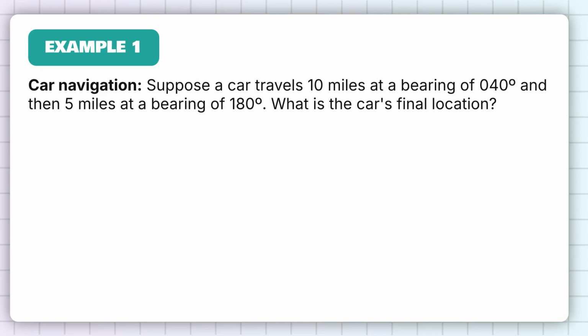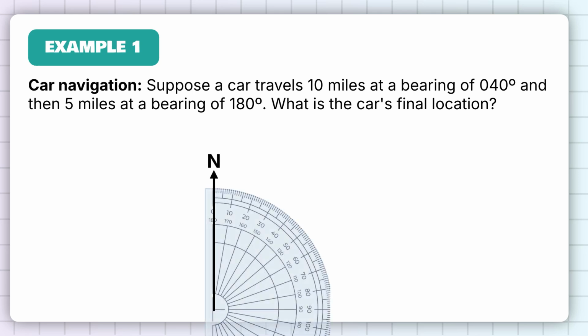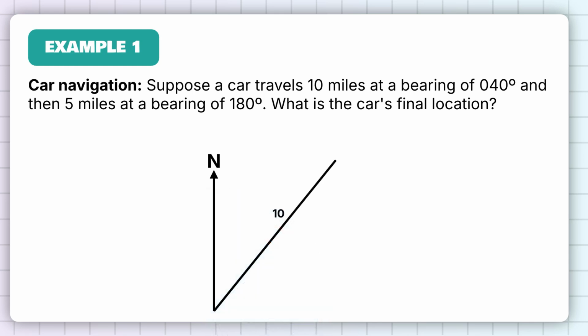Let's now consider some examples to develop our understanding of this new technique. Suppose a car travels 10 miles at a bearing of 40 degrees and then 5 miles at a bearing of 180 degrees. We need to determine the car's final location. First, draw the initial direction of north. Place your protractor's midpoint at the starting point on your paper. Measure 40 degrees from due north and draw a line to represent 10 miles. This might be 10 centimeters if you use a 1-to-1 scale. Mark the end point of this line. This is your new starting point.